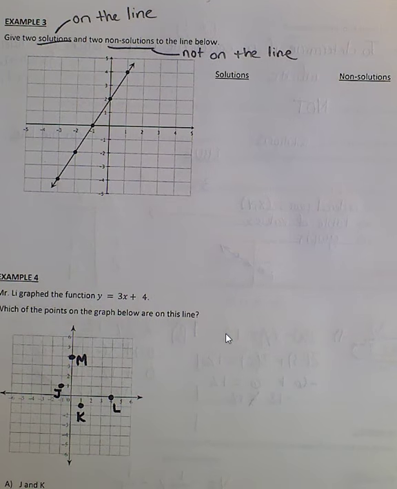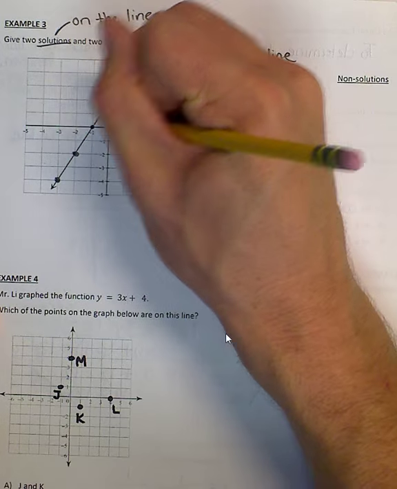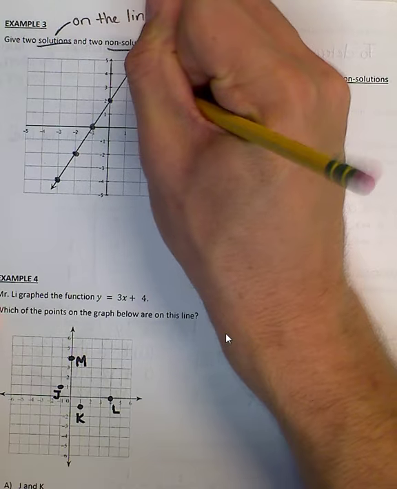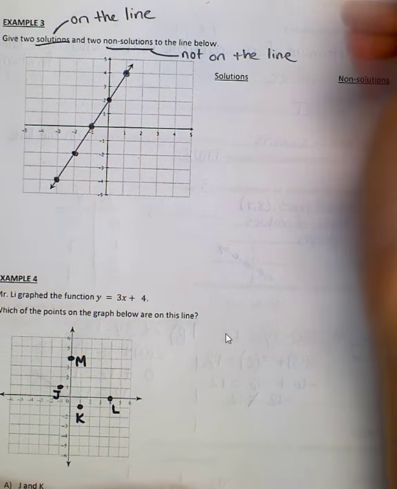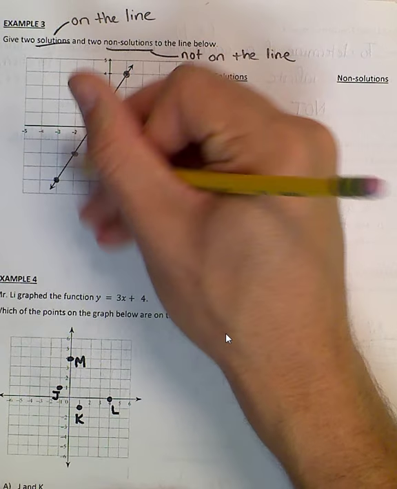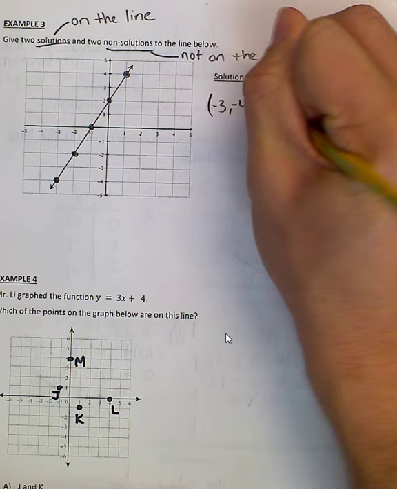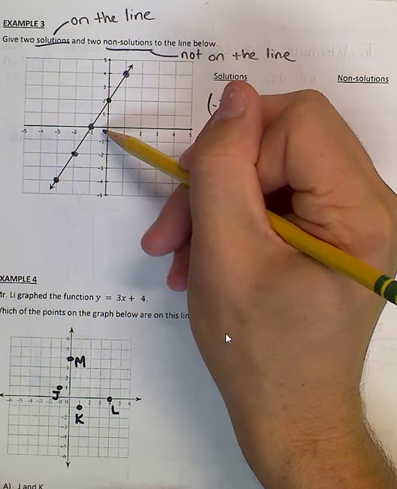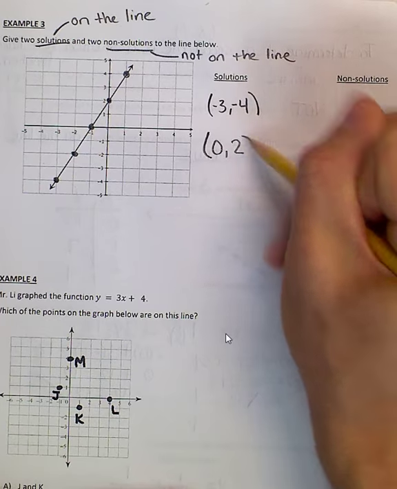So if I look here, I see 1, 2, 3, 4, 5 coordinates jumping out at me. These are all solutions. So I might pick negative 3 comma negative 4. That is a solution. I could also choose the point 0, 2. That's on the line. So that's a solution.